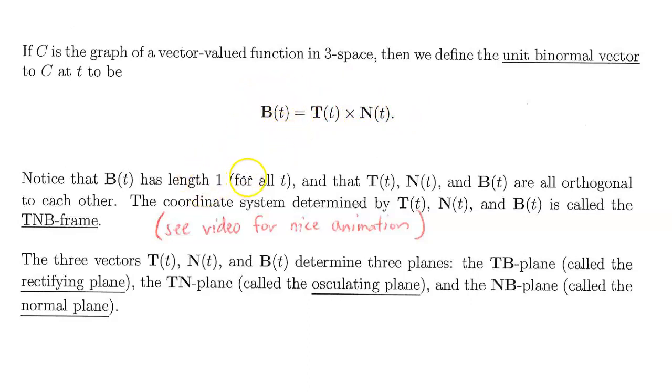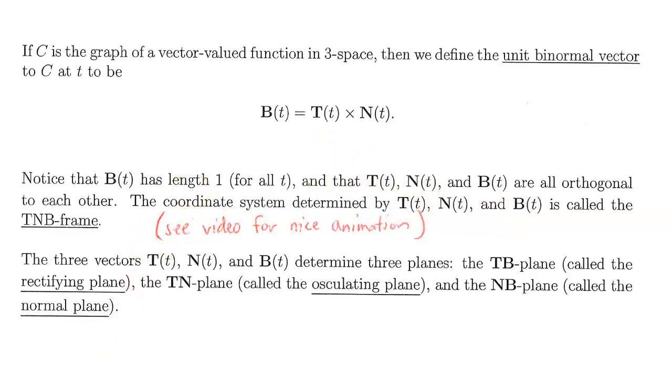So B of t would have a length of 1, no matter what the t is, and all these are orthogonal to each other, because remember, B of t will be orthogonal to both of these 2 vectors. And T of t and N of t were already orthogonal to each other. In fact, the coordinate system that's determined by T of t, N of t, and B of t is what's called the TNB frame.